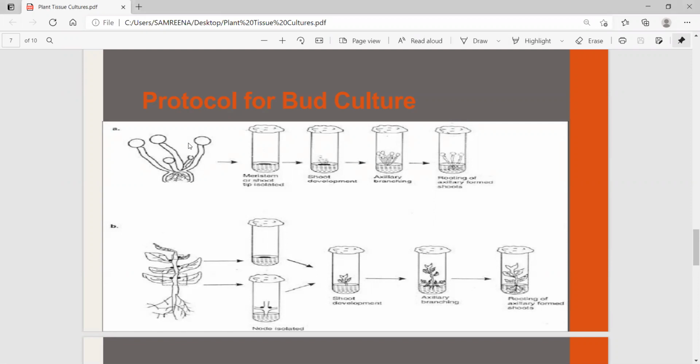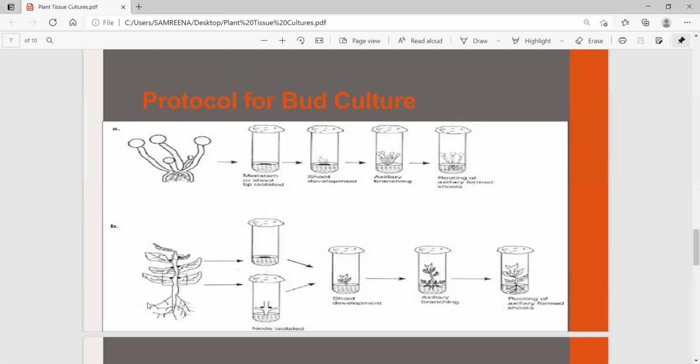So here we are taking the terminal buds. These are our meristem, or we call these a shoot tip. We have to isolate these shoot tips. When this shoot tip is directly taken, or the meristem culture, then from these tips we are directly developing shoots. Then they form the axillary branches. After forming the axillary branches, we transfer these plantlets into a new medium where they will be able to form roots.